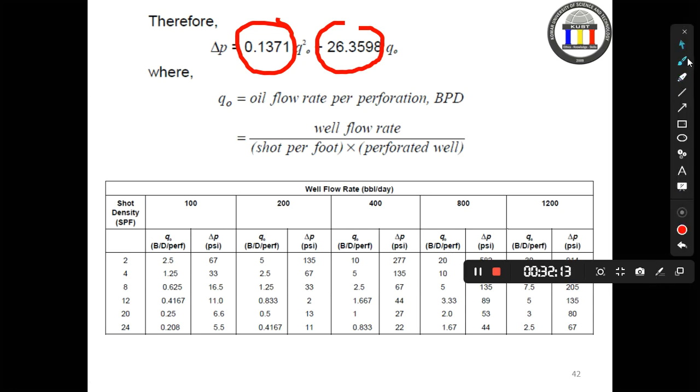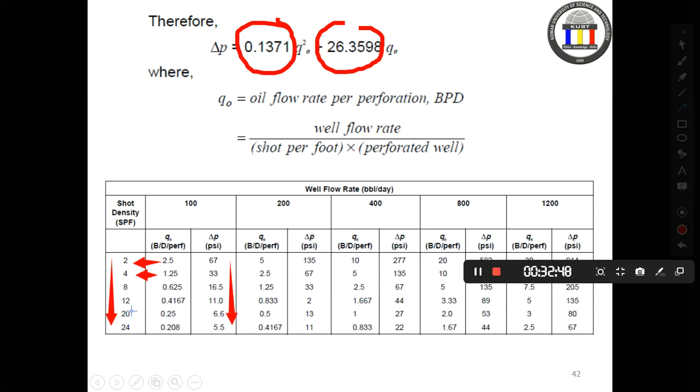So now, for example, if you explain this chart here, when you have 2 shots per foot, the flow rate will be 2.5 barrels per day per perforation, and the pressure drop will be 67. But if you have 4 shots, okay, the flow rate will be 1.25, but the pressure drop will be reduced from 67 to 33. So it means that from 67 to 5.5. So if you increase the shot density of the perforation from 2 to 24, the pressure drop will be less.